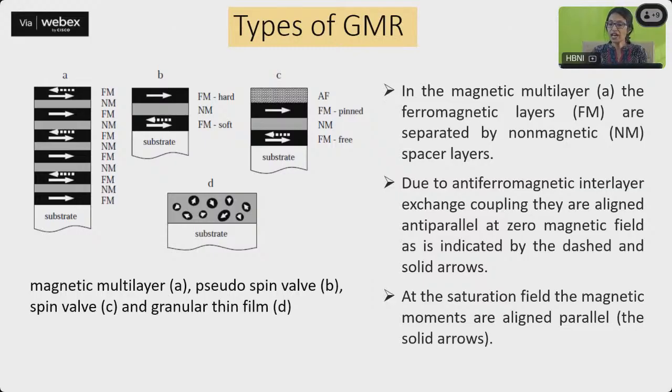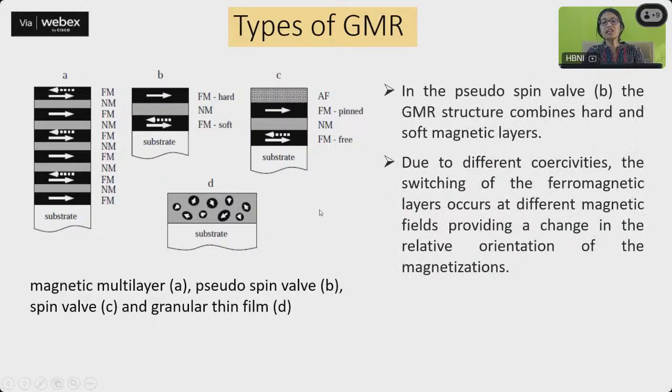So there can be different types. In this particular case, in the magnetic layer A, the ferromagnetic layers are separated by non-ferromagnetic spacer layers. Due to the antiferromagnetic interlayer exchange coupling, they are aligned antiparallel at zero magnetic field, and this is indicated by the dashed and the solid arrows. At the saturation field, the magnetic moments are aligned parallel, and so you find all these solid arrows. So this is for a magnetic multilayer. B in this case is for a pseudo spin valve, C is for a normal spin valve, and G is for a granular thin film.